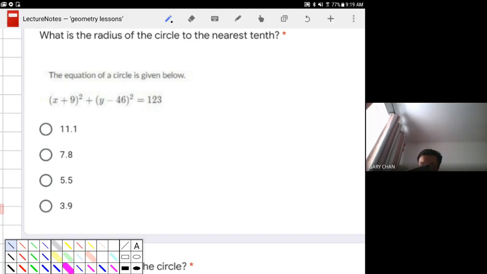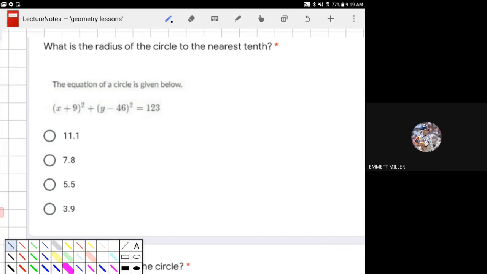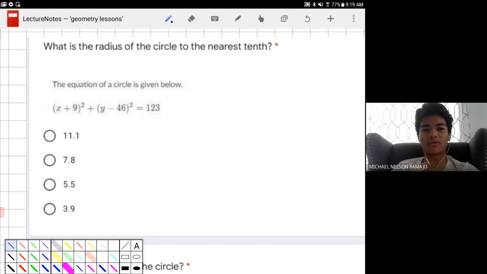Okay, so the equation of a circle is given by this, and what we need to do is, what is the radius of the circle to the nearest tenth? What are we supposed to do with this guy? I'd say find the nearest square root of it, which is 121.11. But since it's asking for the radius, I'd say 5.5, since that's half of 11.